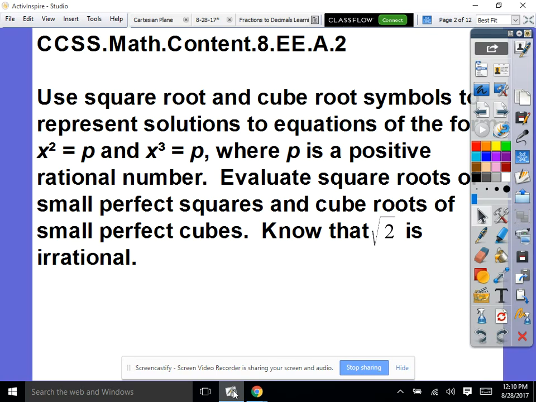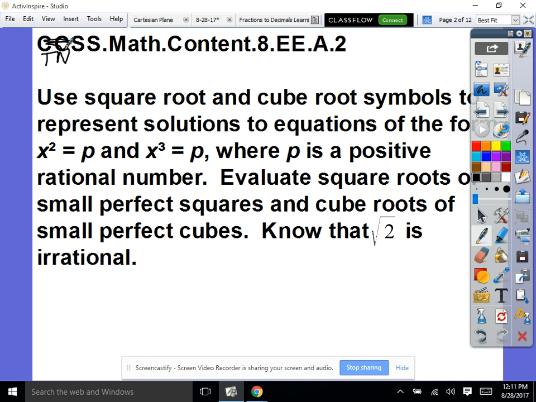So today's Tennessee State Standard should be Tennessee. For expressions and equations, use square root and cube root symbols to represent solutions to equations of the form x squared equals p and x cubed equals p, where p is a positive rational number. Evaluate square roots of small perfect squares and cube roots of small perfect cubes. Know that the square root of 2 is irrational.